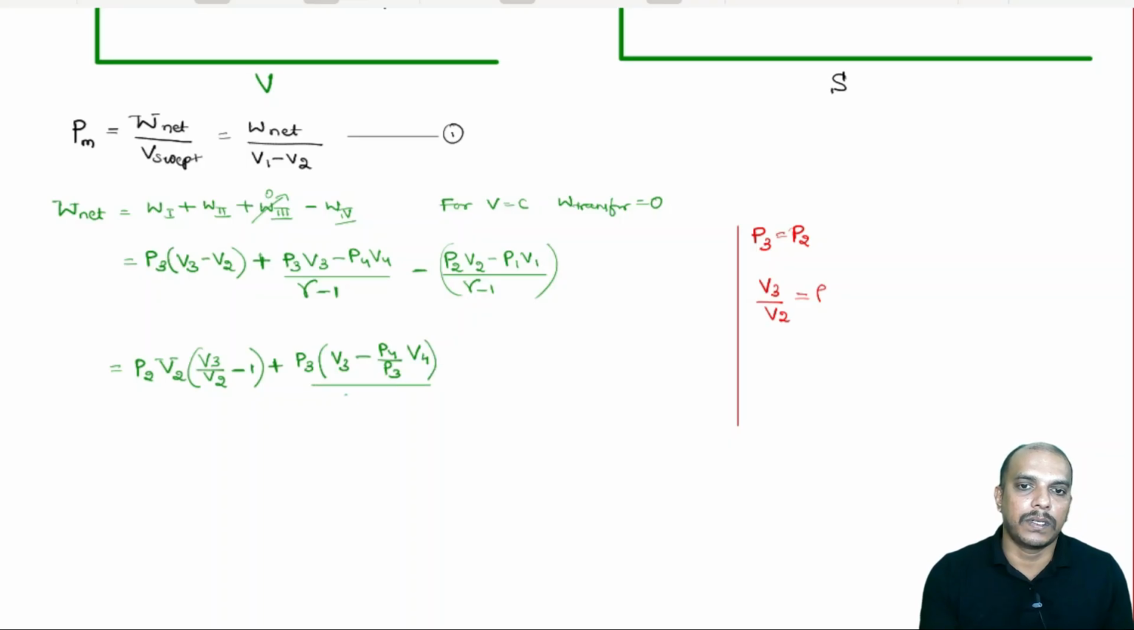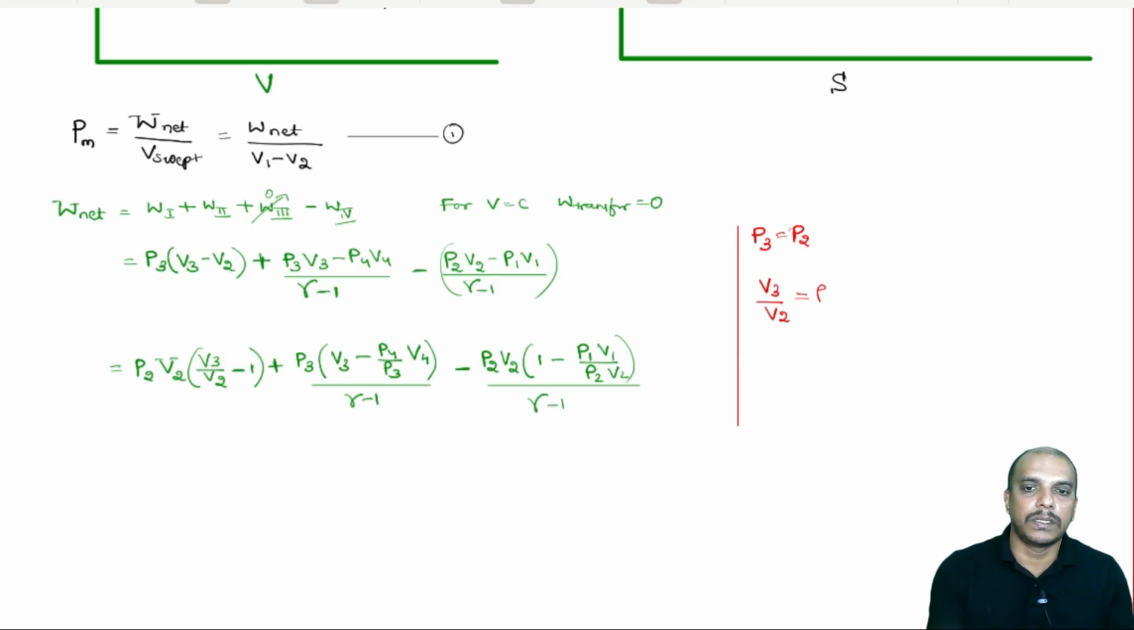Divided by gamma minus 1 is there only. Minus, again I will take P2 V2 common here. So, I will have 1 minus P1 V1 divided by P2 V2 divided by gamma minus 1 is there only. Now, what I will try to do with this expression is represent all these terms either in terms of compression ratio or cutoff ratio.